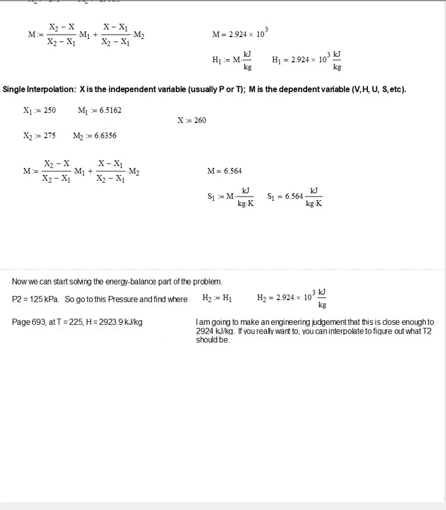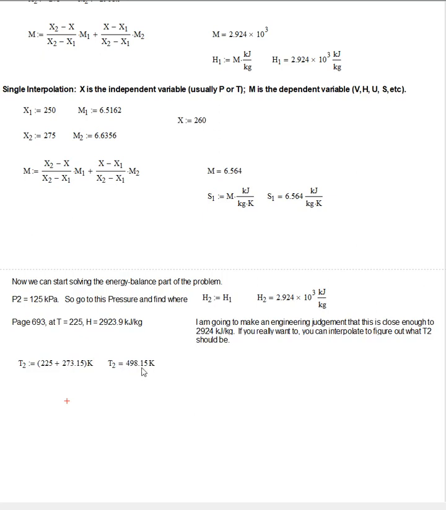But I'm just going to say that our final temperature based on the steam tables is going to be 225 degrees Celsius, or, making sure I put the 0.15 in, 498.15 Kelvin. All right. So that is our final temperature. That's the temperature of our steam coming out.